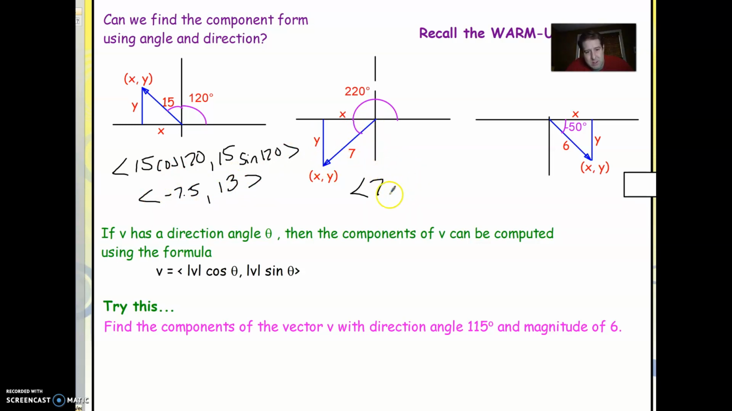So this is magnitude times cosine of 220, comma, sine of 220. All right, 7 times cosine of 220 gives me negative 5.36, and 7 times sine of 220 is about negative 4.5. And that makes sense because that's going to be in the third quadrant. That's a negative and a negative.